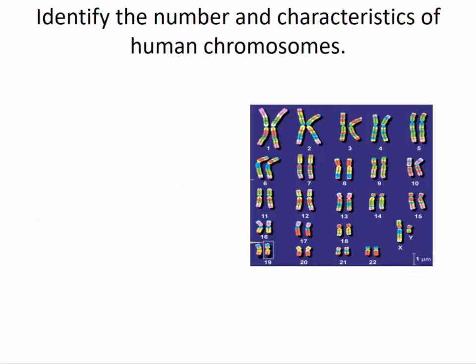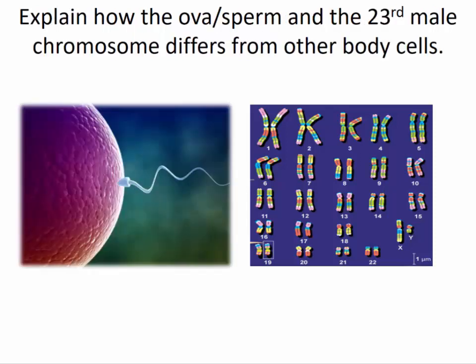If we were to look at chromosomes on their own here, we can identify the specific numbers of the chromosomes and the characteristics of them. In humans, we have 23 pairs of chromosomes. Overall, we have 46 chromosomes. And that's because we received 23 chromosomes from mom and 23 chromosomes from dad, such that we ended up with 46 chromosomes.